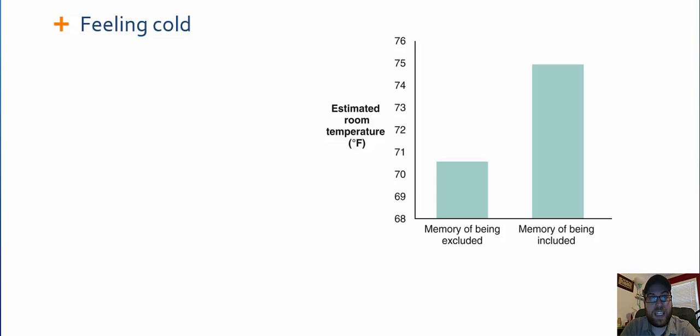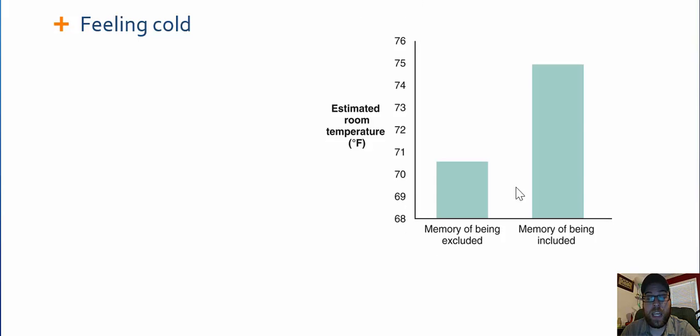What we find is that just remembering being included or excluded can change people's perceptions of the temperature of a room. We can compare the mean of those groups, on average, how warm did people in the inclusion group think the room was, and on average, how warm did people in the exclusion group think the room was, and compare those two means to each other. The results are displayed in this bar graph here.